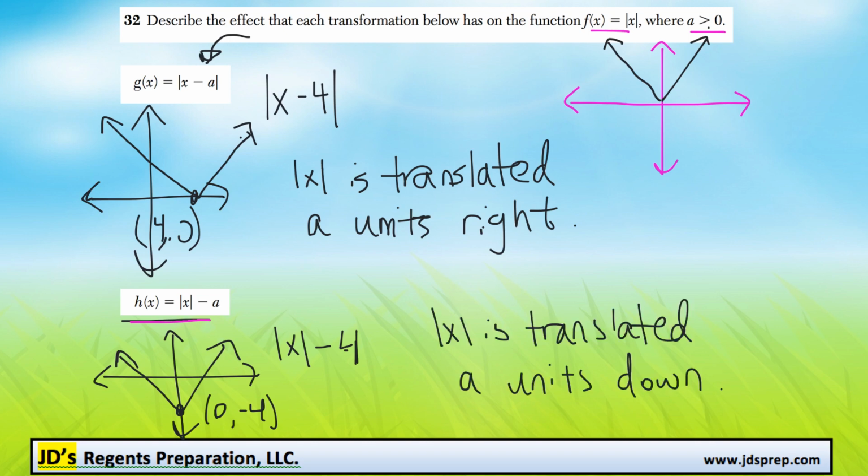So similarly, a good description for this situation is to say that the absolute value of x is translated a units down.